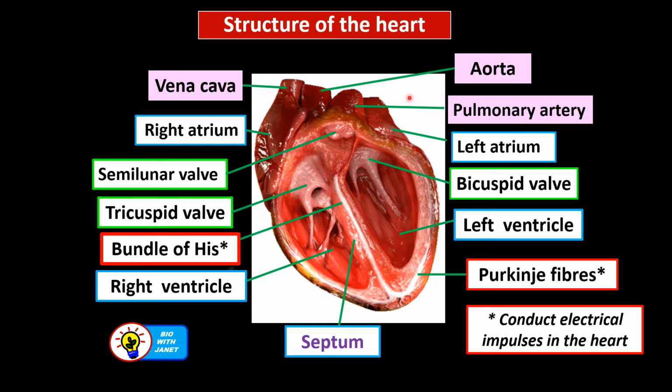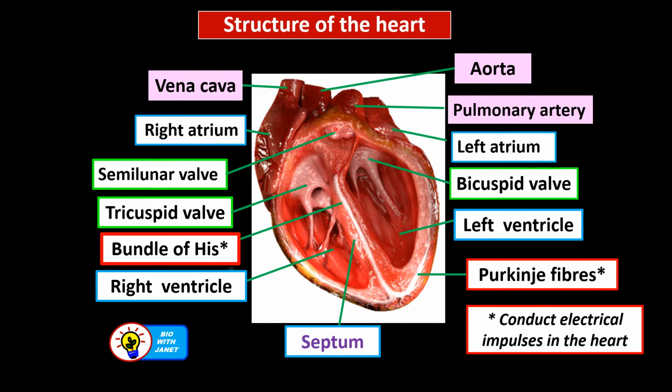So this is a realistic looking heart. And here we can see the various parts, identify the various parts or structures in the heart. So this blood vessel here is the vena cava, then you have the aorta, and this is the pulmonary artery. And these two are the right atrium and the left atrium here.